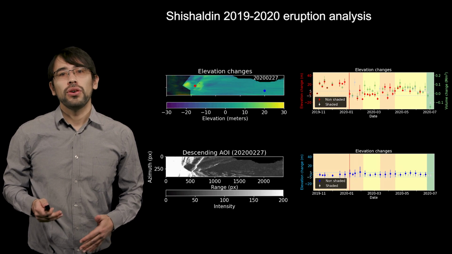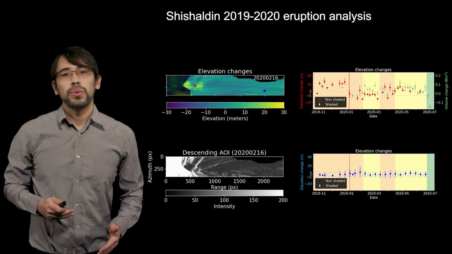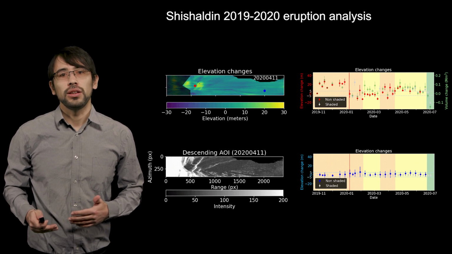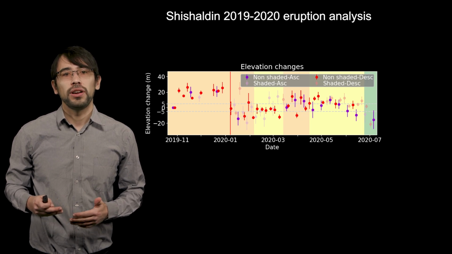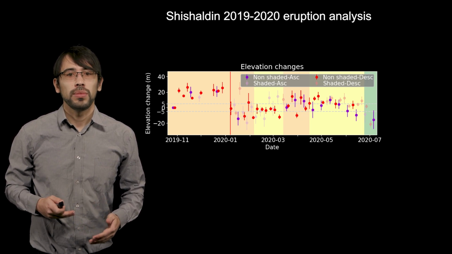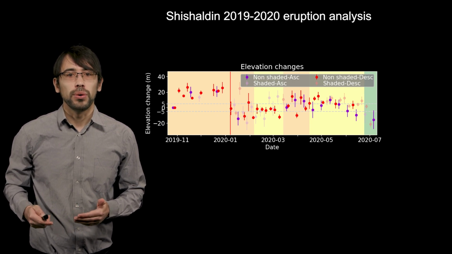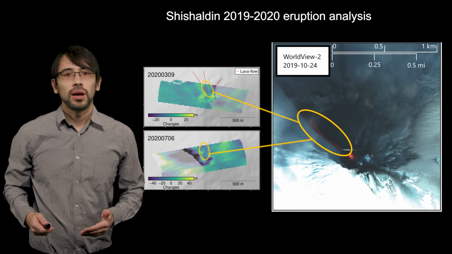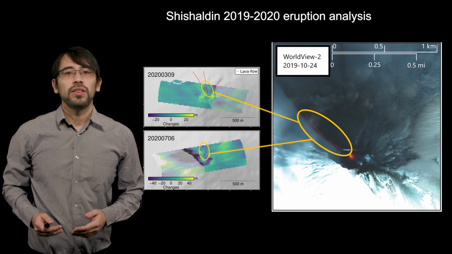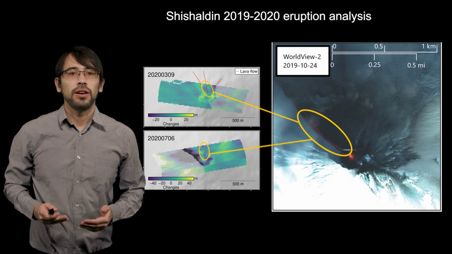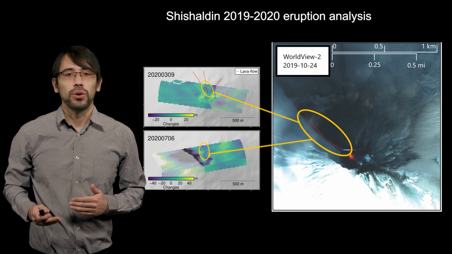The results that I showed you come just from the descending direction of the satellite, but we also can use the ascending direction, and we can merge the two time series as the reference images are close in time. And we can see that we see similar trends in both directions. Also, when we georeference our results, we can see some decrease in elevation due to ice melting where the lava flows past.